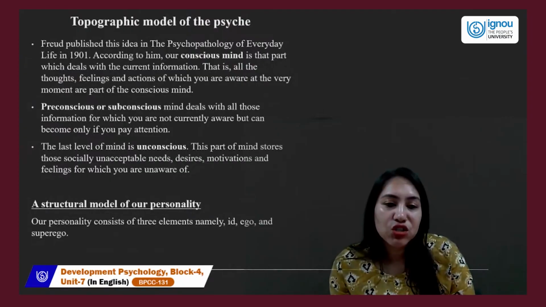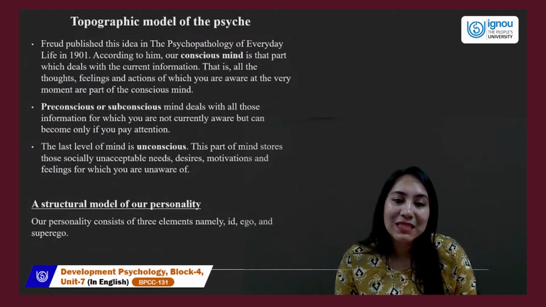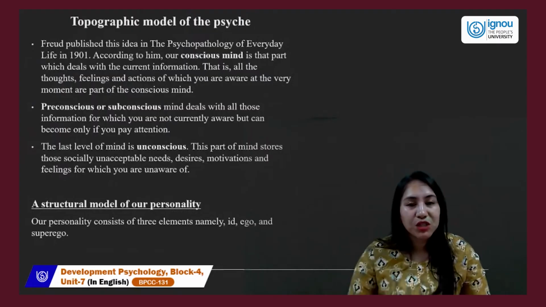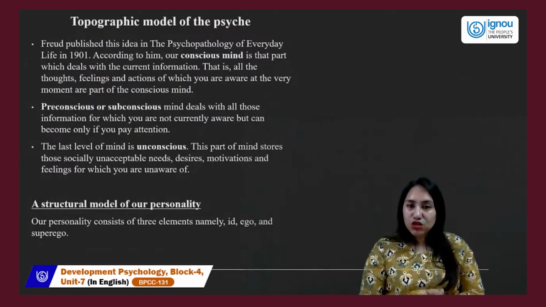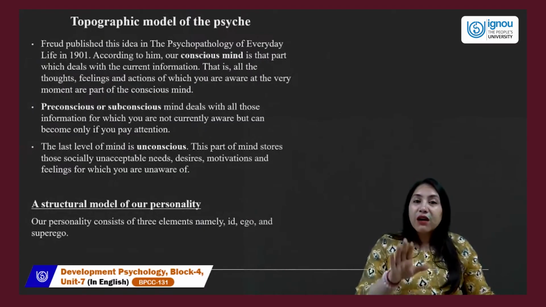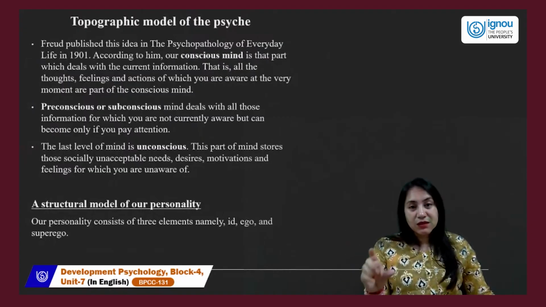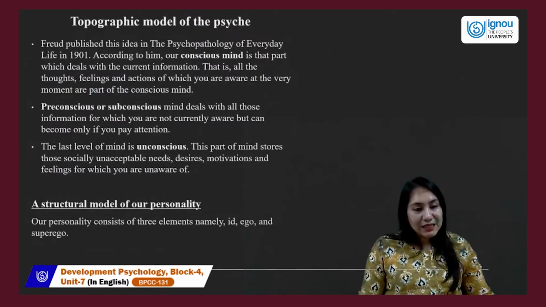Then we come to the unconscious. This part of the mind stores those socially unacceptable needs, desires, and feelings that we do not wish to share with people. With the passage of time, these become unconscious. These become something that we are completely not aware of. We are unaware of this sector of our mind. It holds something deprived, a desire which should not be told to people, a desire which is societally wrong, which society would not accept. So this was the topographic model in full.